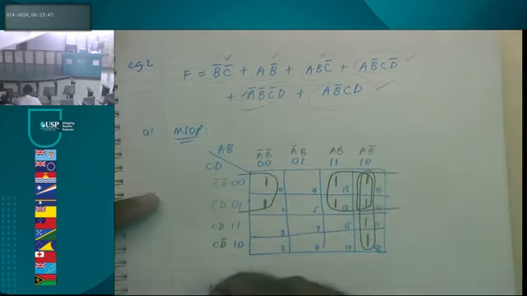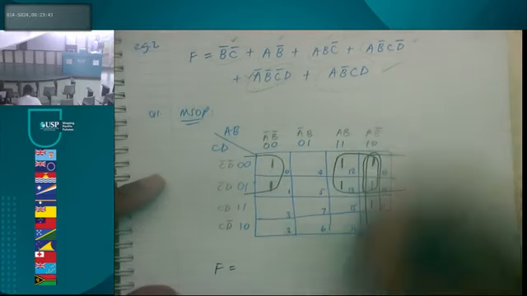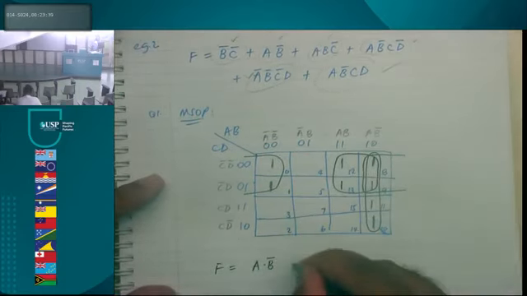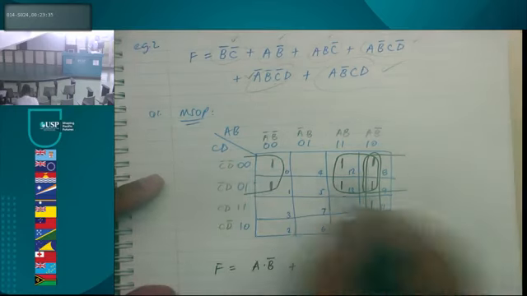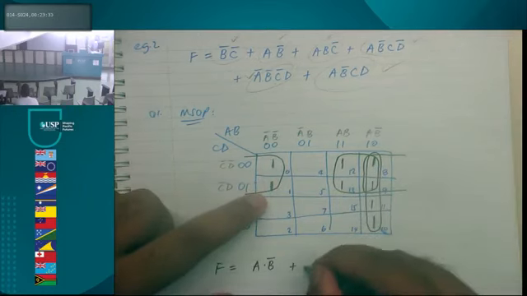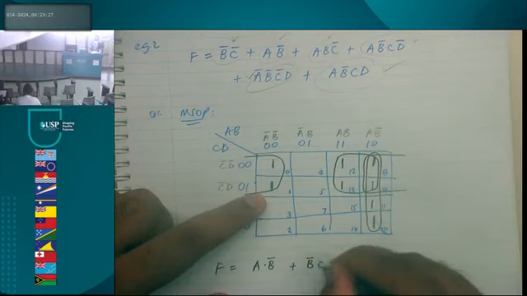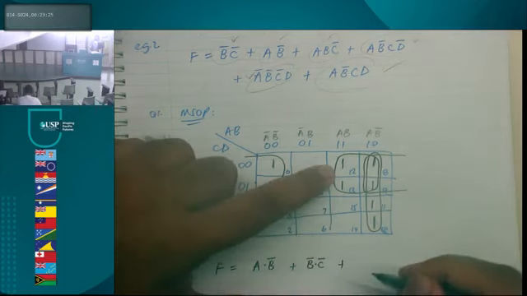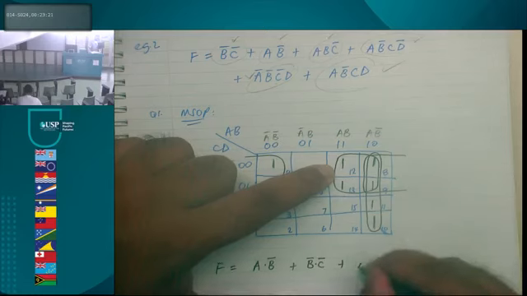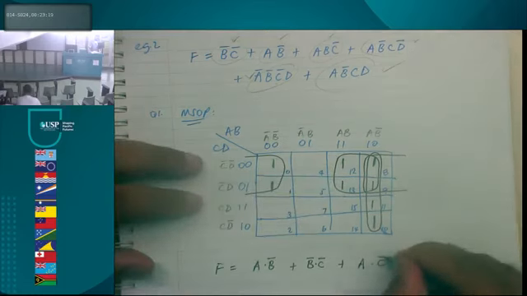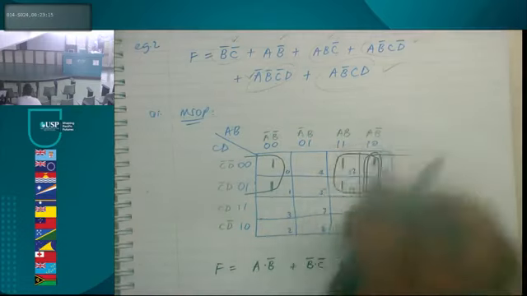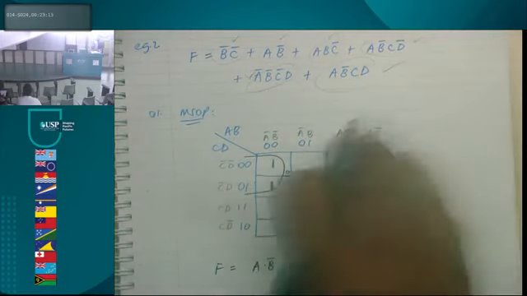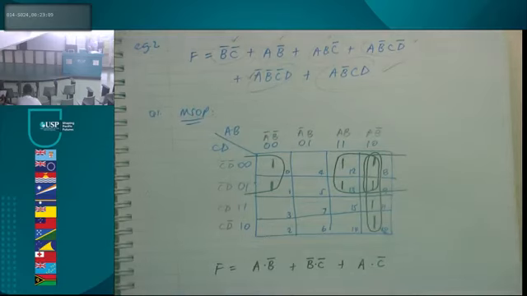So in the end, we can say F is equal to, this one here is A B bar, or C bar, oh sorry, this is this one. What about this one? There'll be B bar C bar, is that correct? B bar C bar, and this one here will be, what is common there? That's A C bar. If you look at this one over here, A is common on this axis, and C bar is common on that axis. So that's our final answer. That's our minimum sum of products.